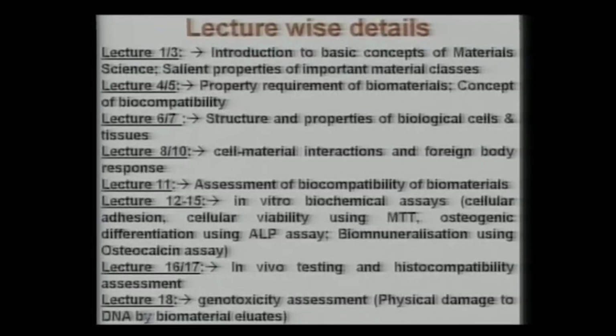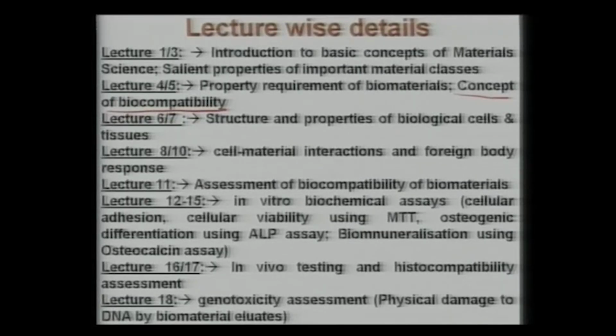Now these are the lecture-wise details. So first 2 or 3 lectures I will be mostly dealing with the basic concepts of material science, salient properties of important material classes. Then the next 2 lectures will be on property requirements of biomaterials, concept of biocompatibility. Again, I would like to emphasize that the concept of biocompatibility is important. So one who needs to do research, or who needs to really understand how these biomaterials need to be developed in the laboratory or at the research lab or at industrial scale production, first needs to understand what is meant by biocompatibility.